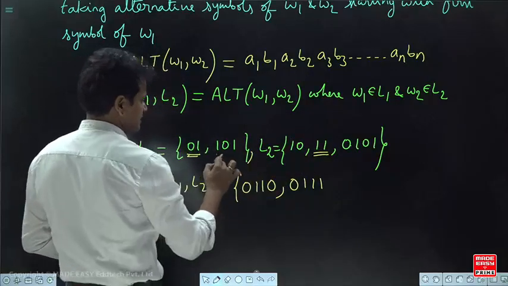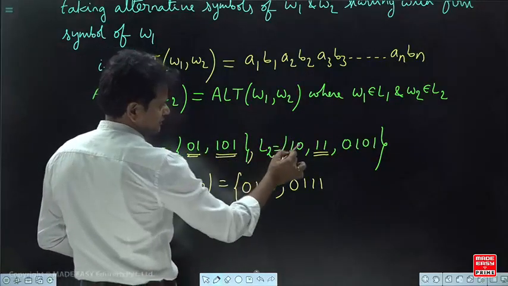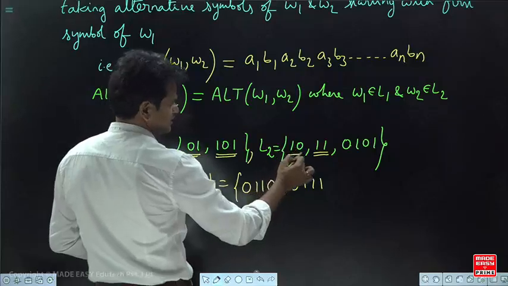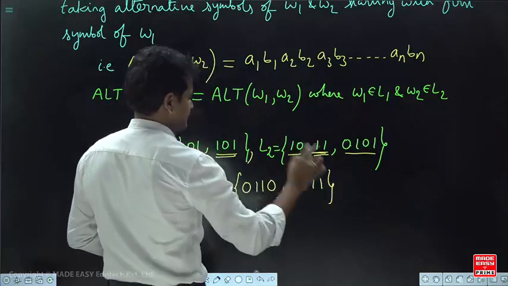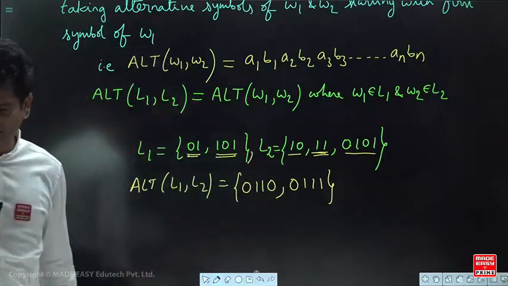So this is length 2, this is length 4, not possible. Take this one, length 3. Do we have any string of length 3? This is length 2, this is length 2, this is length 4. No. So you cannot find. This is the answer.